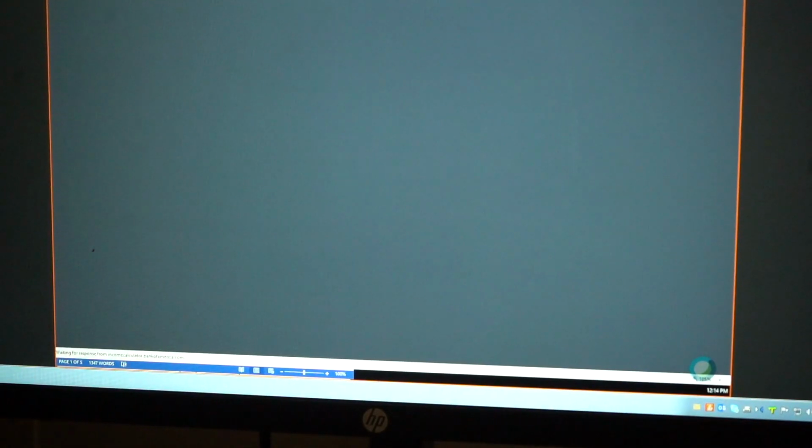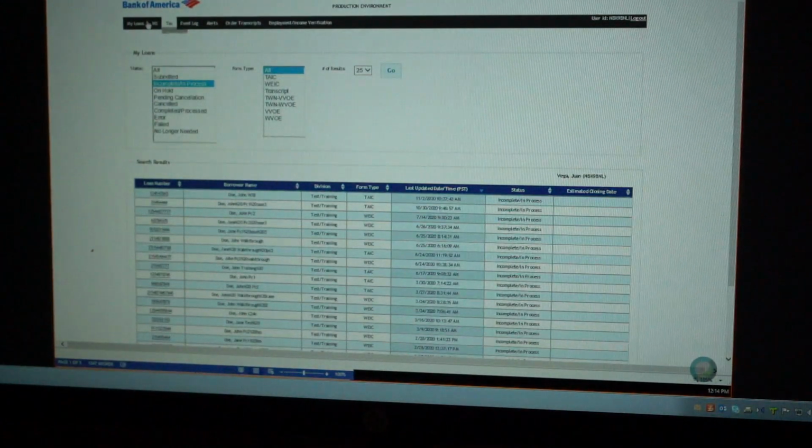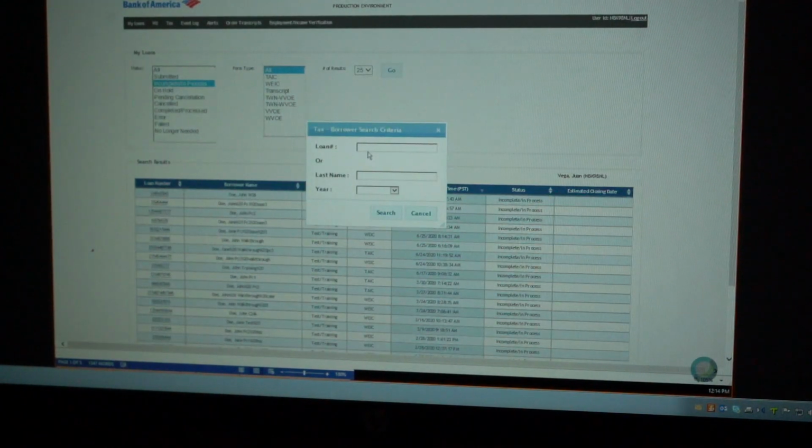Okay, it's opening up. So here's the tax. When you get here, if you're doing a W2 wage earner, you will create search for W2. We're doing a tax, so I'm going to create search for taxes. We're doing self-employed, so it'll be a tax, so it'll be create search. And then just put whatever number.